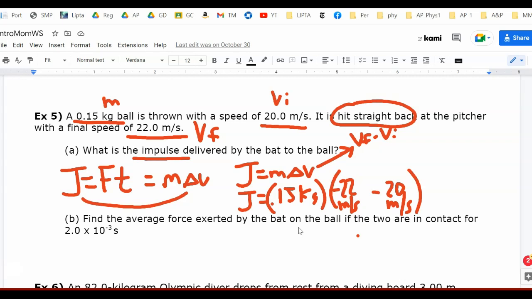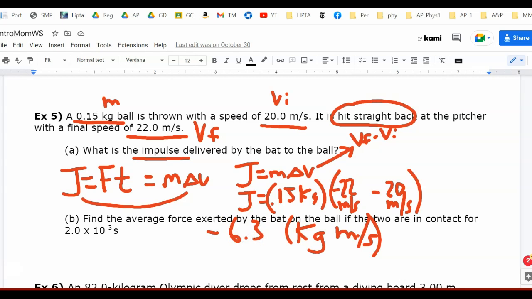Wait a second, I think I'm looking at the wrong thing. I'm sorry, I was totally looking at the wrong thing. It's negative 6.3 kilogram meters per second. Sorry about that. Now, where did I get kilogram meters per second? Because I had kilograms over here and meters per second over here. So it's negative 6.3, two significant digits, kilogram meters per second.